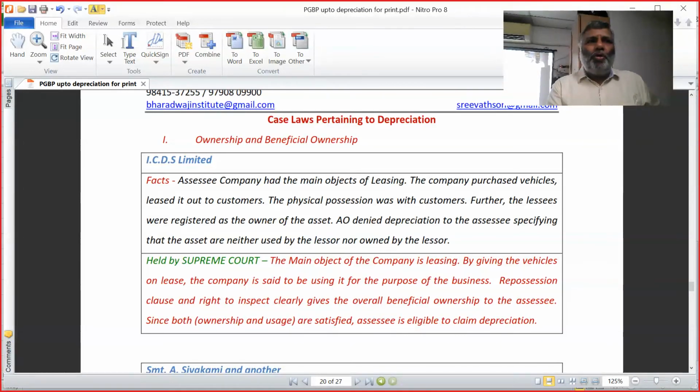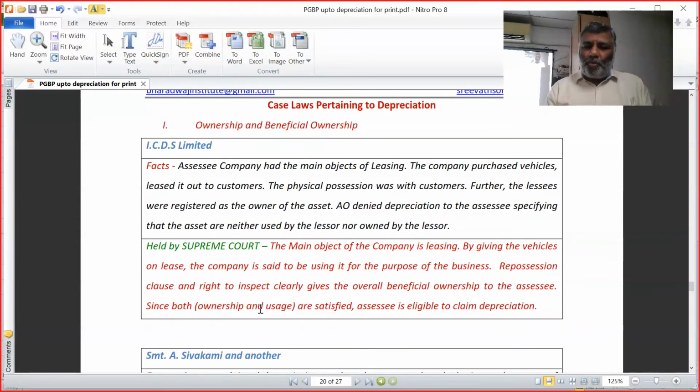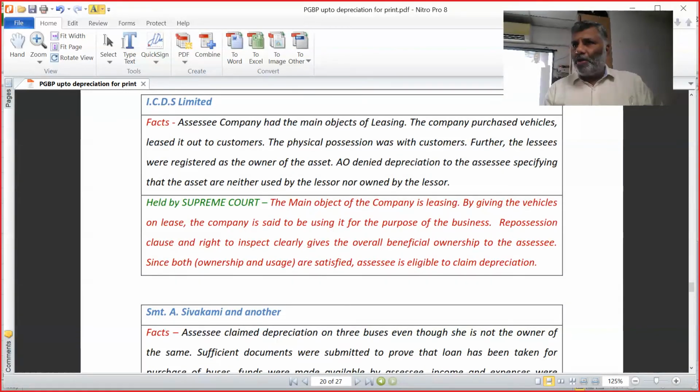And technically also you can all understand, lessee cannot claim both lease rent and depreciation as expense. He will anyhow claim the lease rent as expenditure. He cannot also claim depreciation. Hire purchase is different. We don't claim the principal as deduction. We only claim the interest as deduction. Whereas in lease, we are claiming lease rent also as an expenditure. So, the repossession clause and right to inspect clearly prove that the beneficial owner is only the lessor. So, lessor can claim.